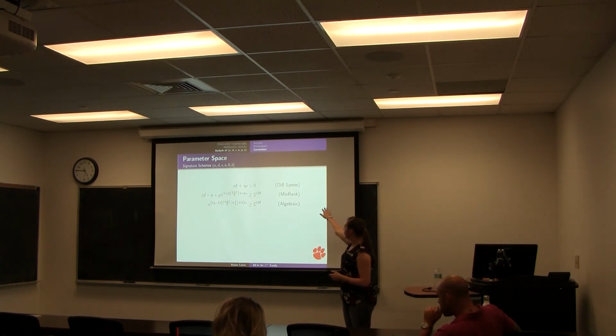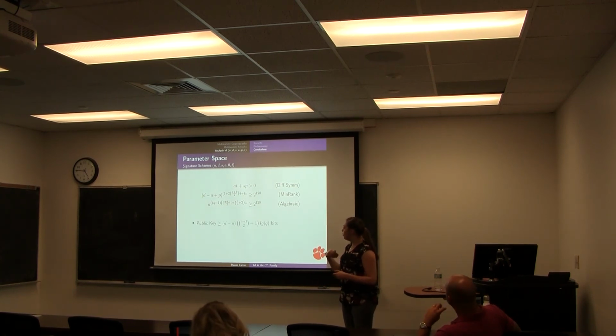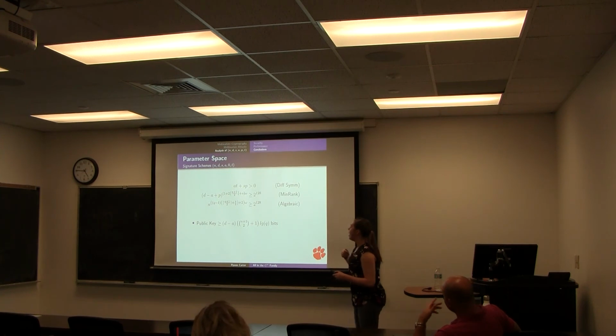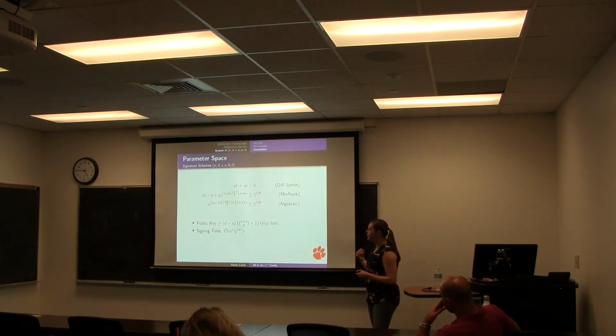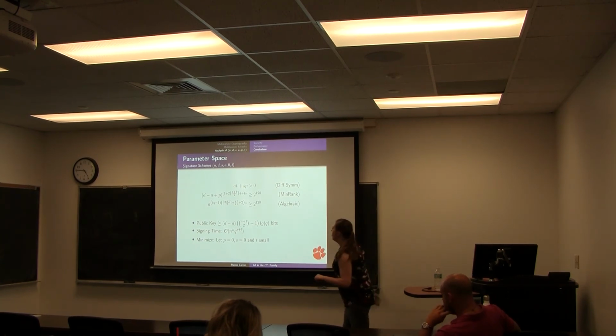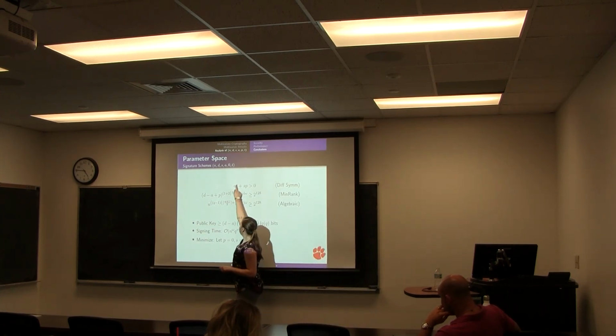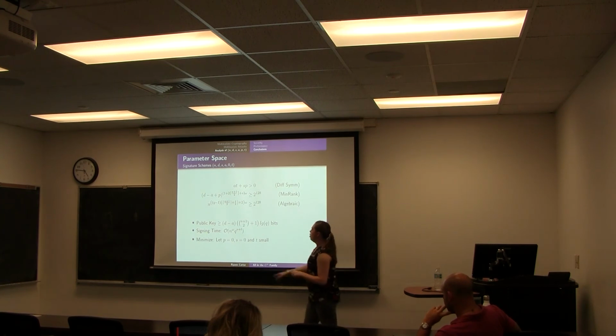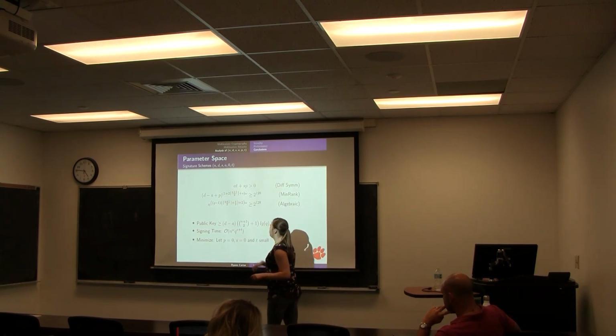So we have our differential symmetry, min-rank, and algebraic complexities that we talked about earlier. We have our public key size, and then we have our signing time. And so to minimize these, specifically the signing time, we would want P to be equal to 0, like I said. We would want S to be equal to 0 because we need to have at least one of these pairs. And then we would want T small, so that would make this small.